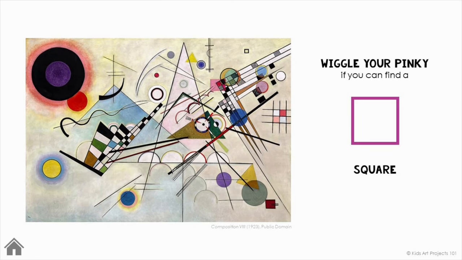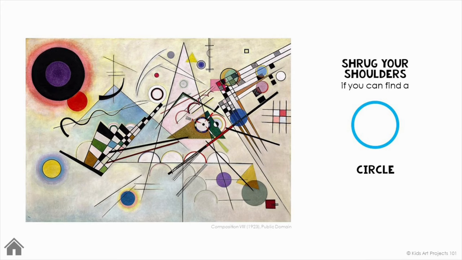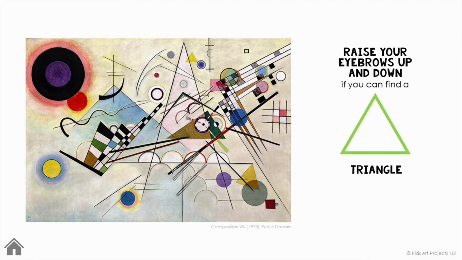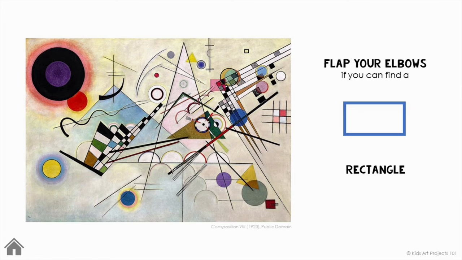Wiggle your pinky if you can find a square. Shrug your shoulders if you can find a circle. Raise your eyebrows up and down if you can find a triangle. Flap your elbows if you can find a rectangle.